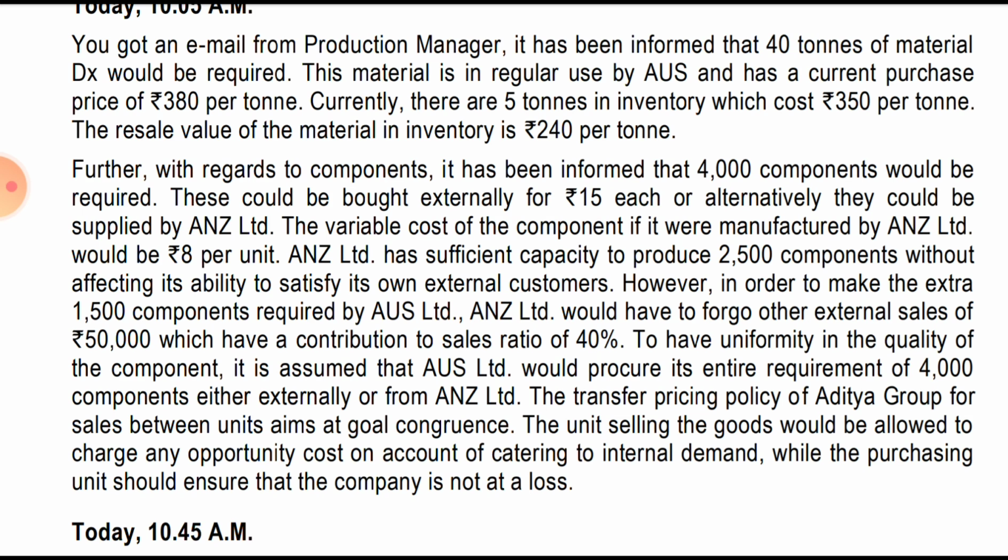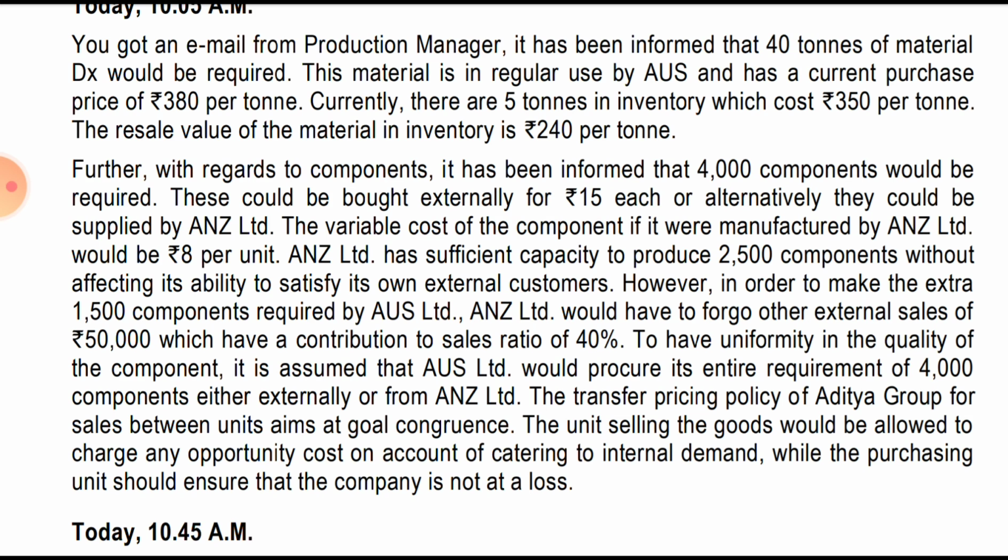So if we are giving the manufacturing to ANZ, it has capacity only to the extent of 2500 without any contribution loss. So for the additional 1500, see what data they have given: 2500 components without affecting its ability to satisfy its own external sales, external customer. However, in order to make an extra 1500 components required by the AUS, ANZ would have to forego.